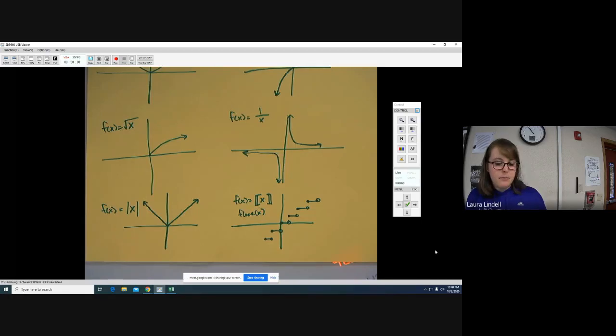And so what we want to be able to do is know what happens when you change those functions a little bit. How do we move them around? How do we stretch and compress and things like that? So this, again, is hopefully something that was covered back in Advanced Algebra Trig, but we're going to go over it again together in pre-calc. Any questions at the moment before we get into changing the function?